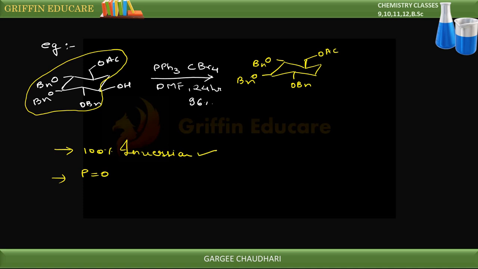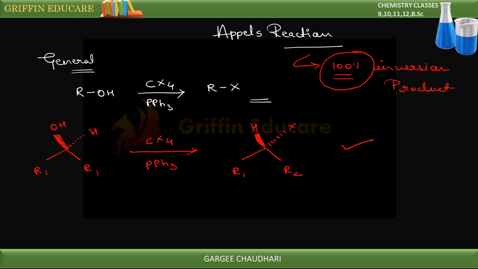Here the OH is on the equatorial position, right? But we get 100% inversion there. So the halide group, here the halide is Br, will attach from down, and hence we get a product. So such is a simple Appel's reaction.